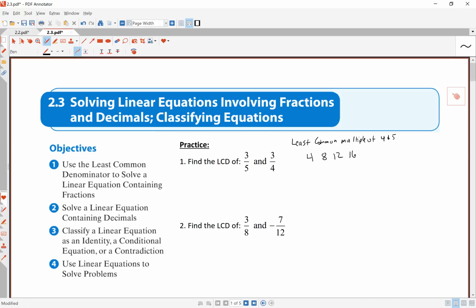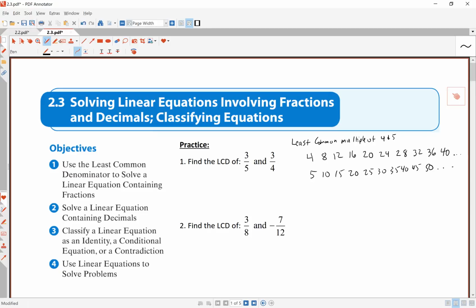4 times 4, 4 times 5, 4 times 6, 4 times 7, 4 times 8, 4 times 9, 4 times 10, and so on. Those are the multiples of 4. The multiples of 5 are a little easier. 5, 10, 15, 20, 25, 30, 35, 40, 45, 50, and so on.